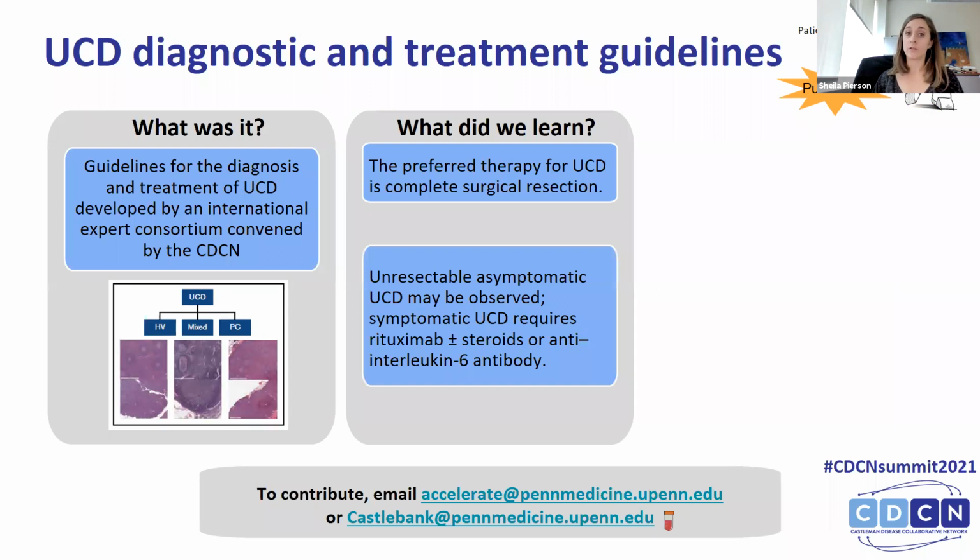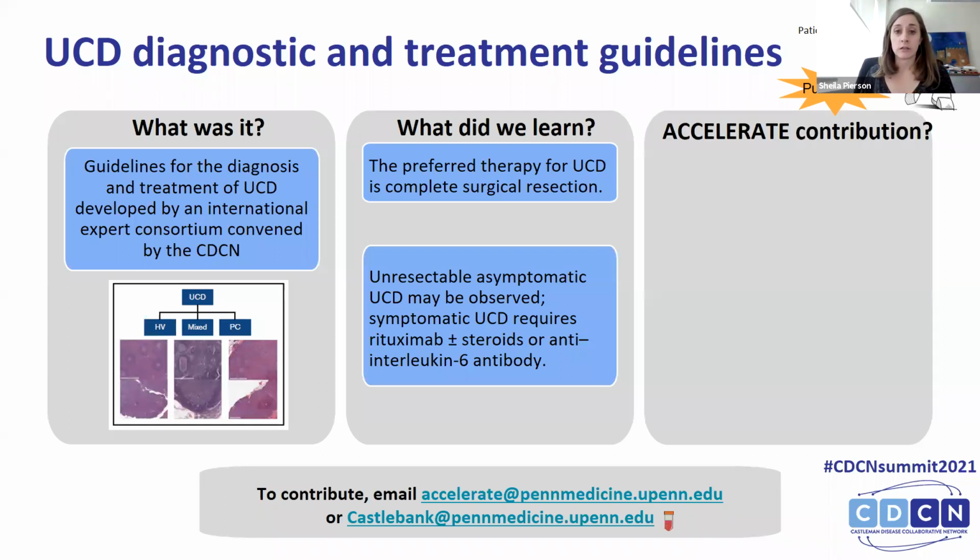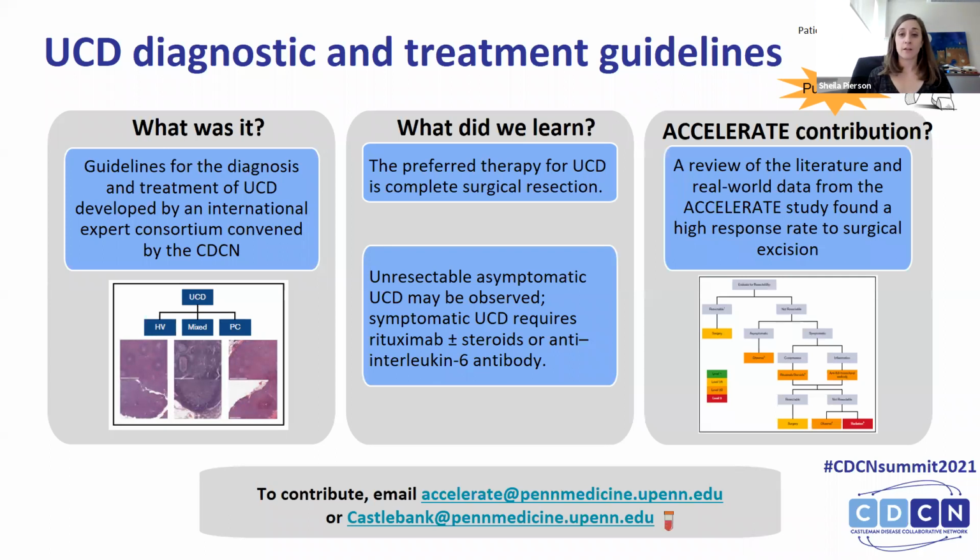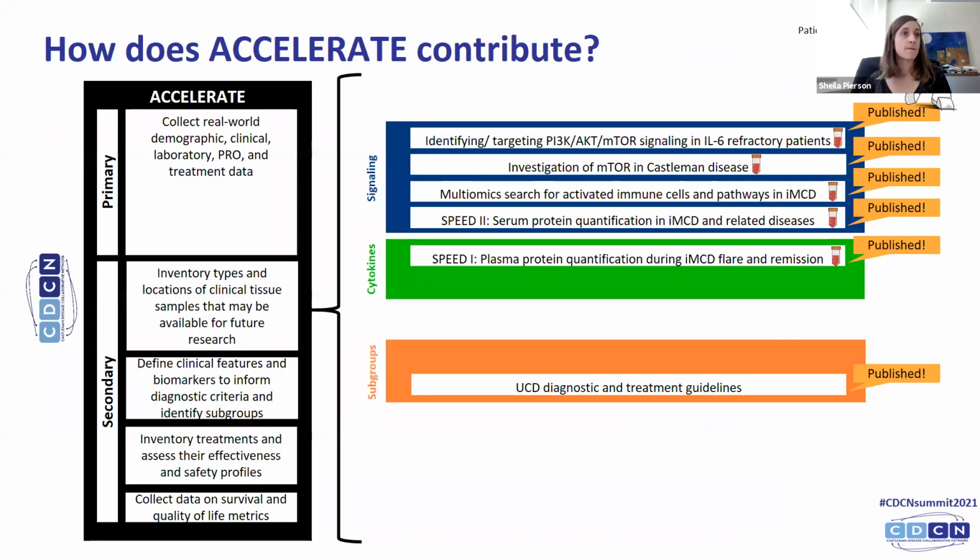Unresectable asymptomatic UCD can be observed, but symptomatic UCD might require additional treatments such as rituximab and steroids or anti-IL-6 therapy. And so Accelerate's contribution to this study was that we were able to look back into Accelerate, look at our UCD patients and see how well those patients responded to surgical excision. And we were able to find that there was a high response rate to surgical excision, so helping to inform these guidelines that we created.